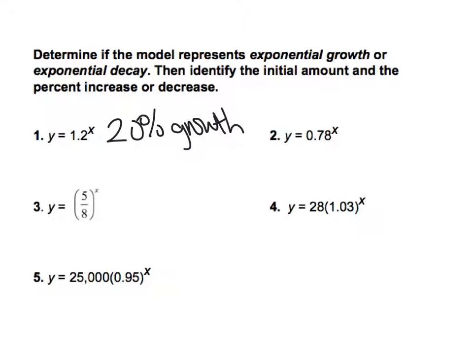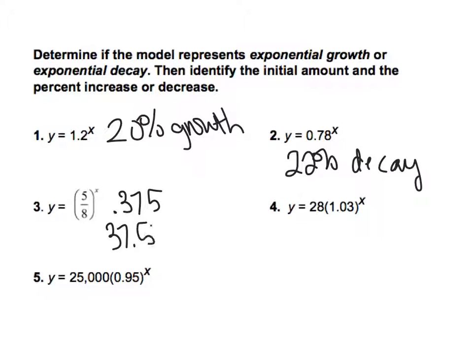Question number 2, 0.78 to the x, would be a 22% decay. Question number 3, 5/8 to the x. Well, if we think about 5/8, the difference between 5/8 and a whole is 3/8. 3/8 as a decimal is 0.375, which would be 37.5% decay.